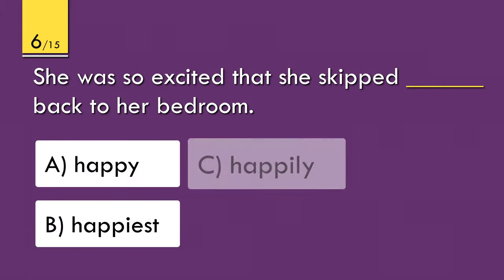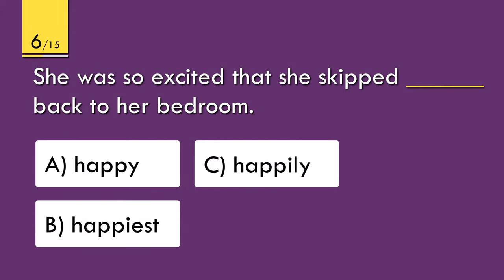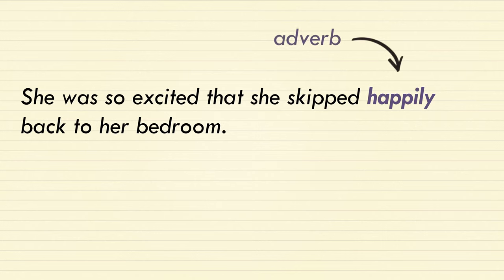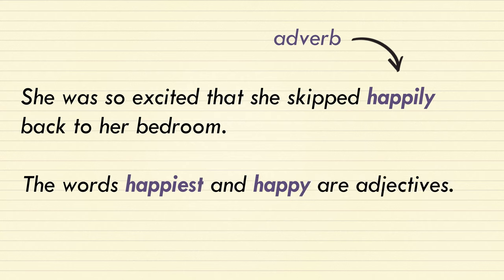Question 6. She was so excited that she skipped happily back to her bedroom. Here, happily is an adverb that modifies the verb skip. The words happiest and happy are adjectives. Using these words here would not make sense.